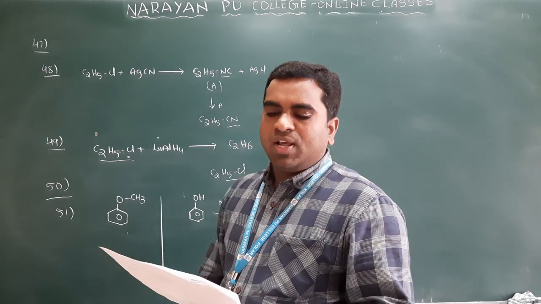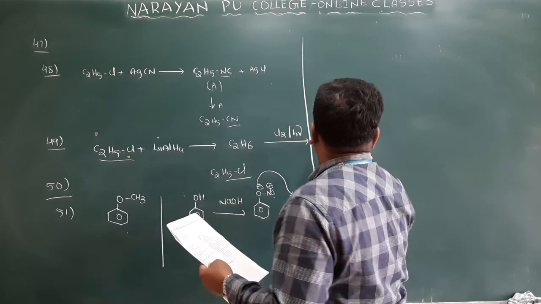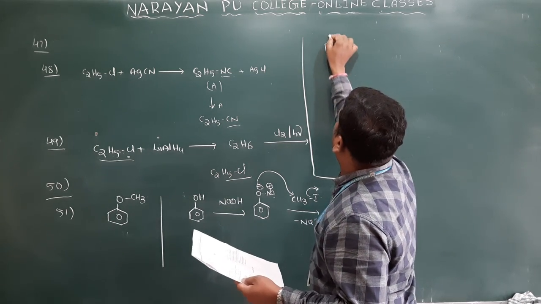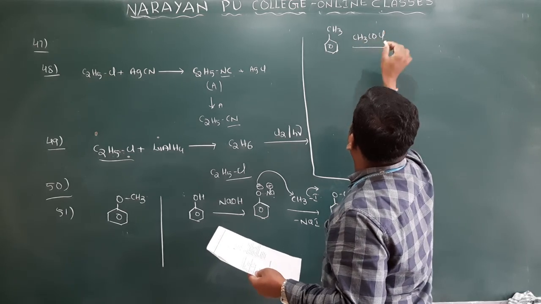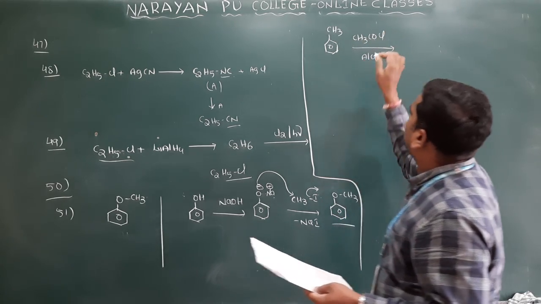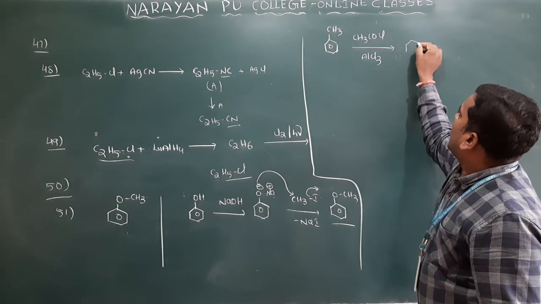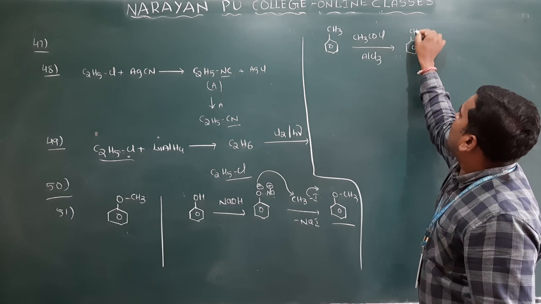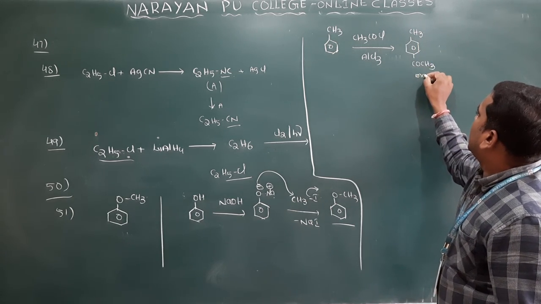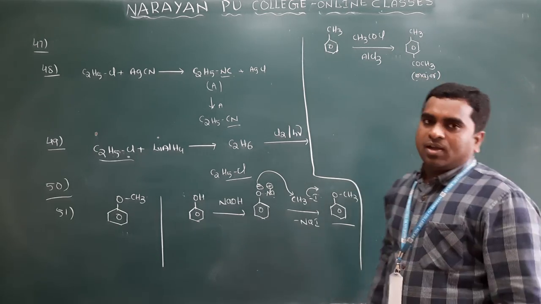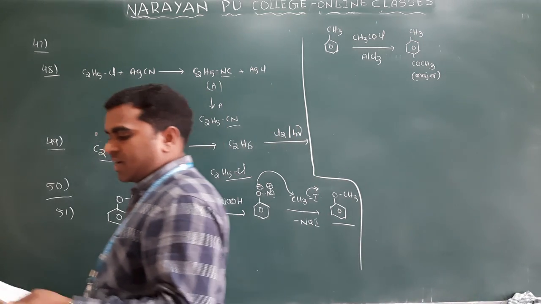Next one is toluene and CH3COCl. They have given toluene and CH3COCl with AlCl3, which is Friedel-Crafts acylation. A CH3 group is there, which means an electron donating group is on the benzene ring. It is an ortho and para directing group, but the para product is the major one compared to the ortho. But here you are not getting any such option, so option 2 is the correct one.